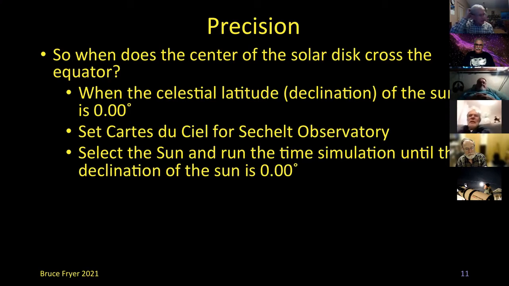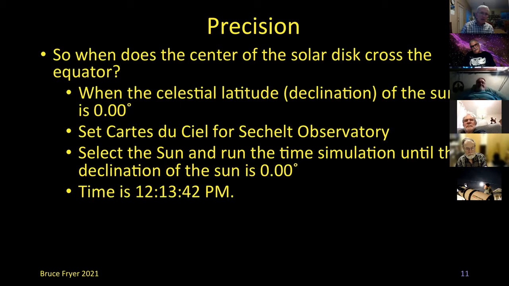Then I selected the sun as the object of interest, and I ran a time simulation on the day, in fact close to noon on the day of the September equinox, until the declination of the sun was as close to 0 exactly as I could get it. Well, the time was 12:13:42. Now the published time is 12:21. So there was clearly a problem here. So that may be a bit suspicious.